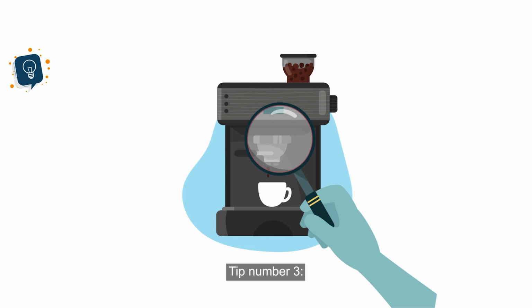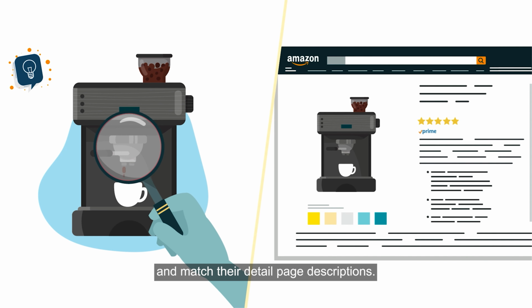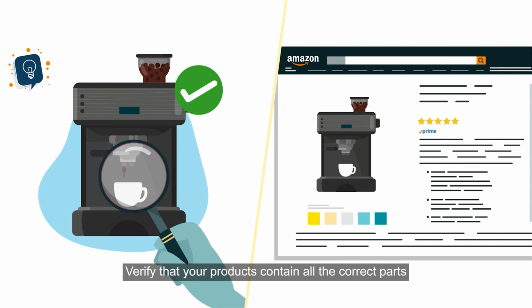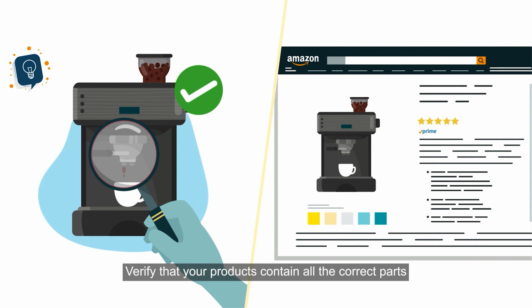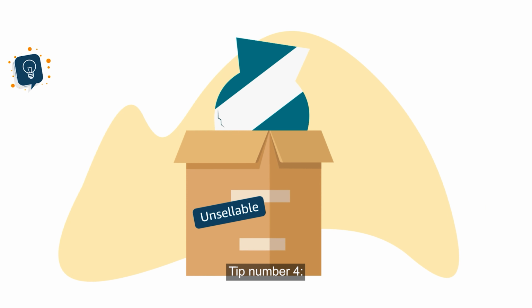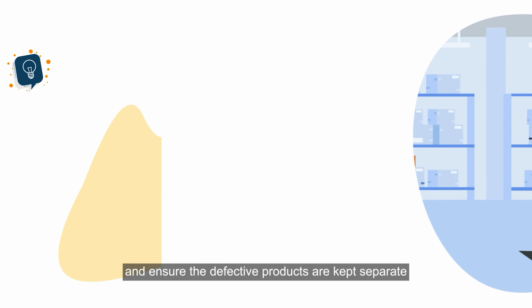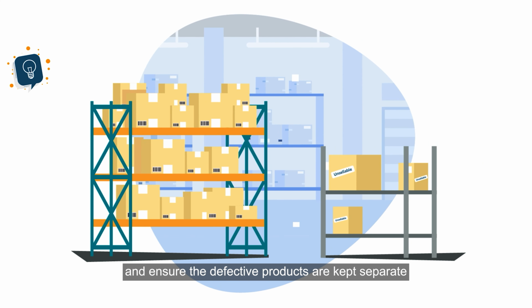Tip number 3. Inspect products to make sure they function correctly and match their detail page descriptions. Verify that your products contain all the correct parts and are in the correct box. Tip number 4. Clearly label any defective products found in your inventory as unsellable and ensure the defective products are kept separate from your sellable products.